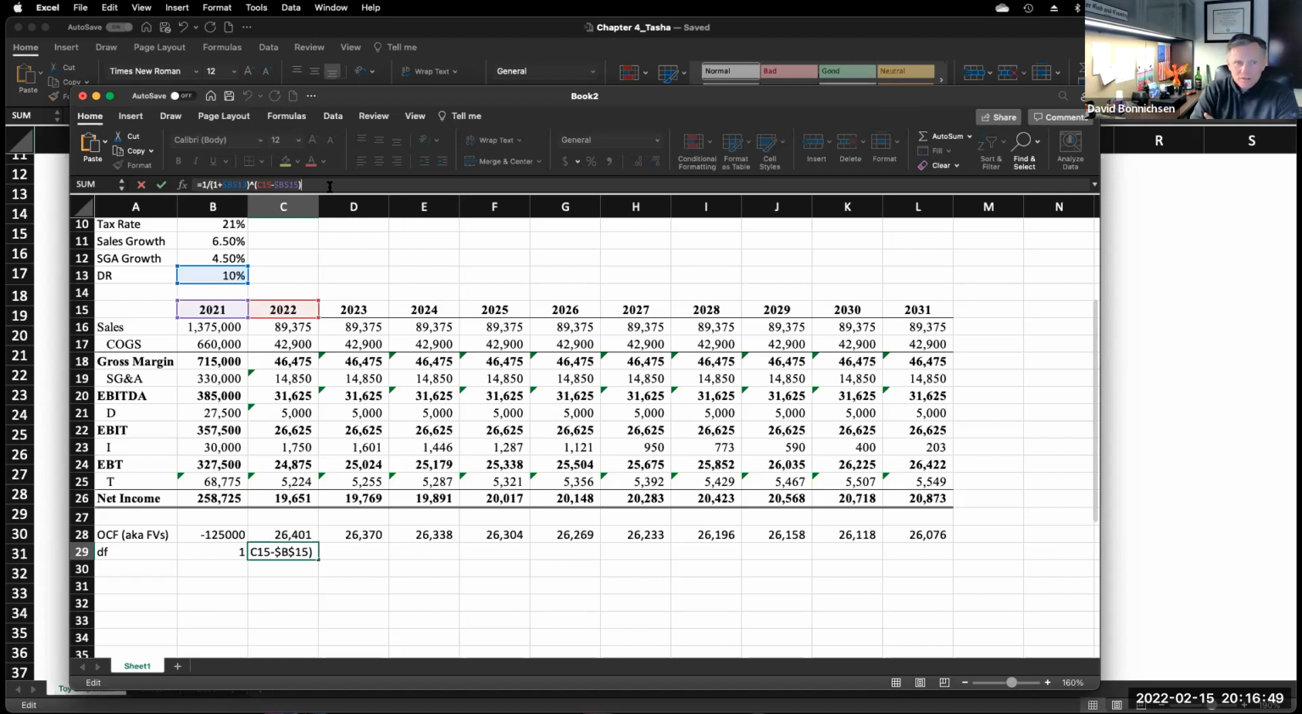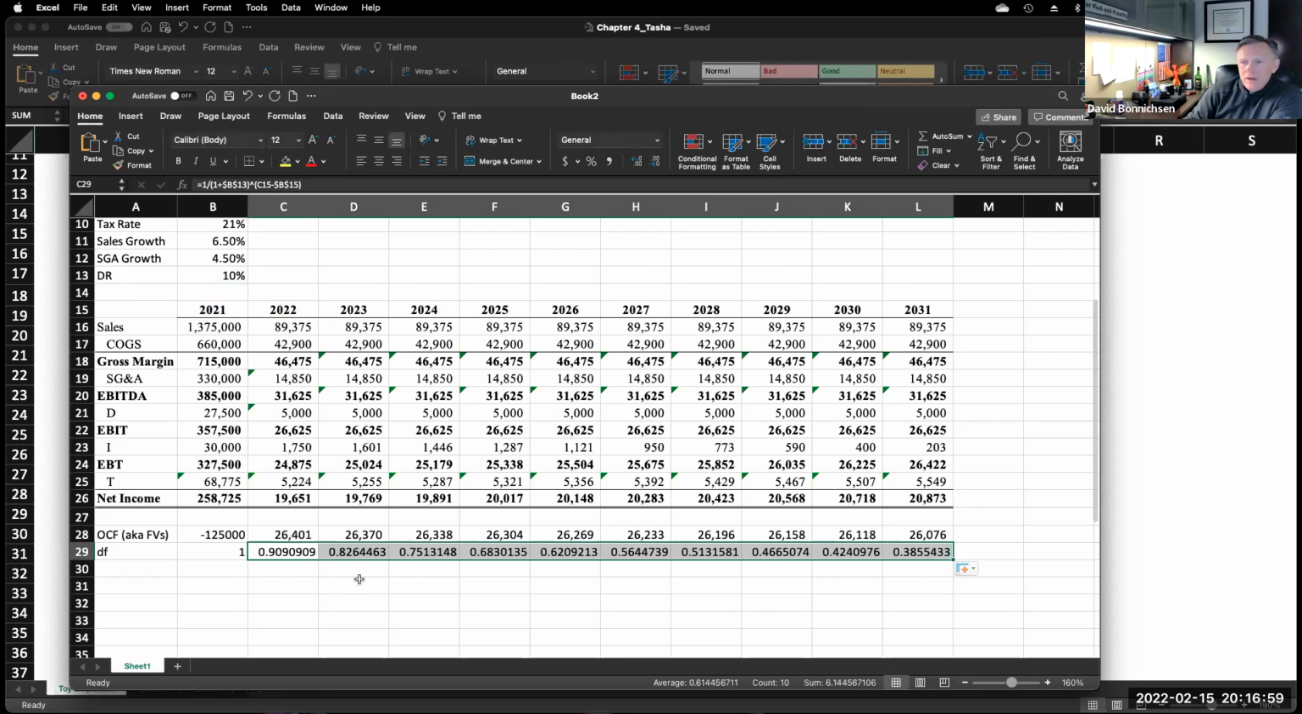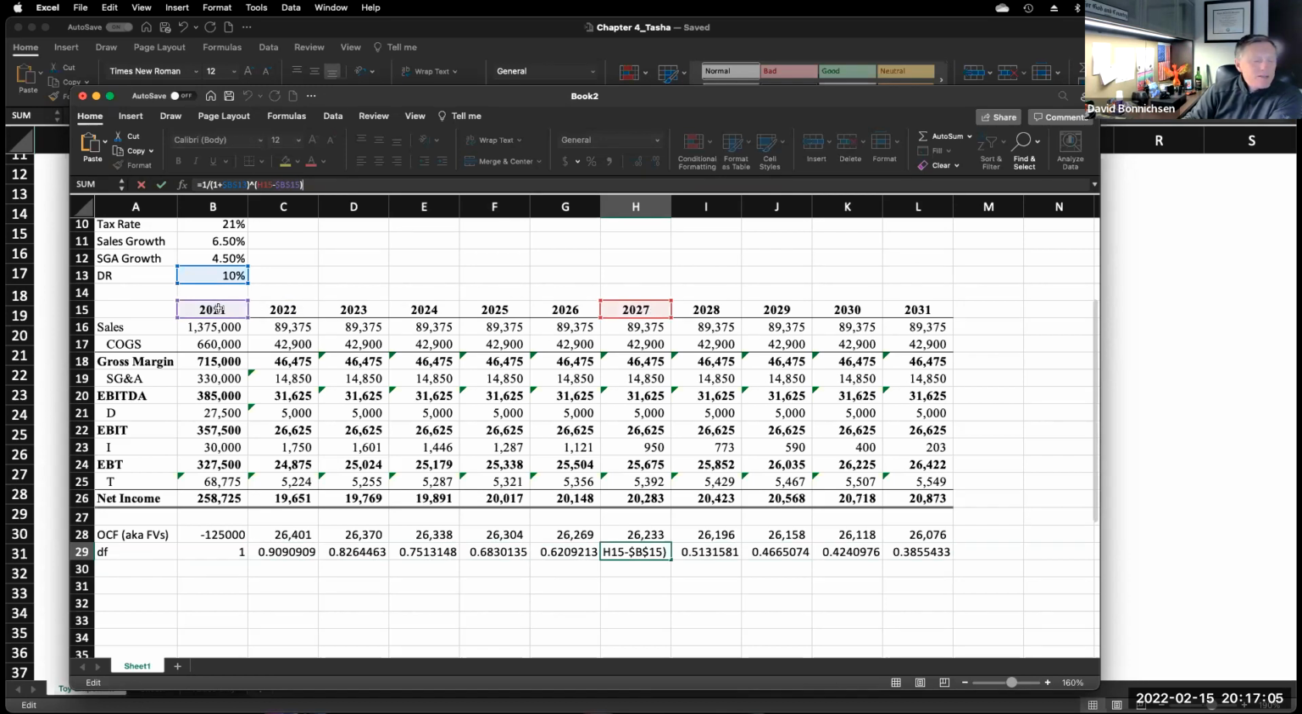Does that make sense? Okay. And now I can drag it all the way out, because even out here, I'm taking 2027 minus my base year, which gives me 6, which gives me 1 divided by 1 plus my rate to the time frame that I'm in. Right, I'm 6 years out from where I'm at today.